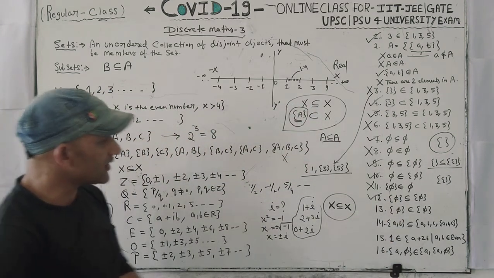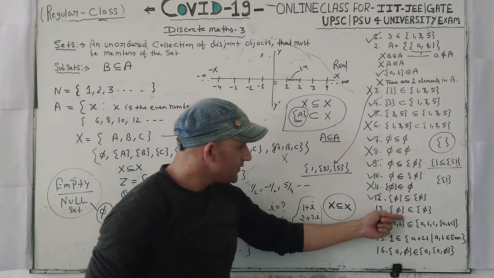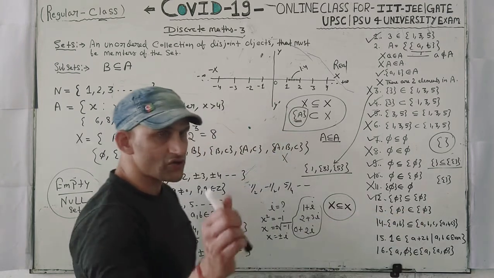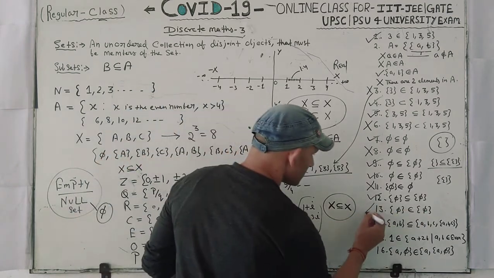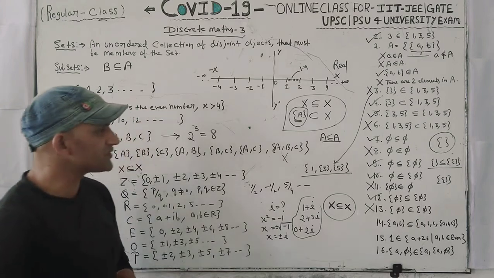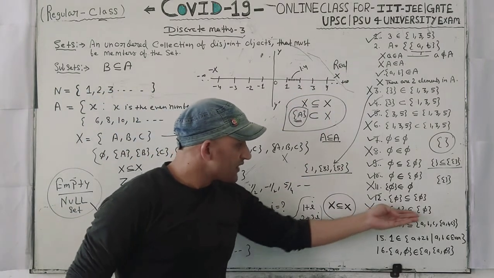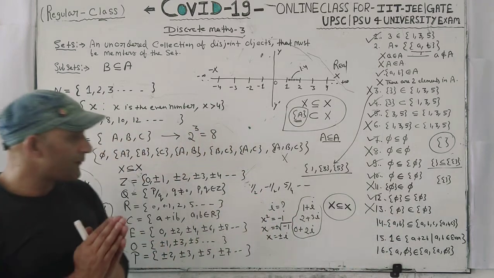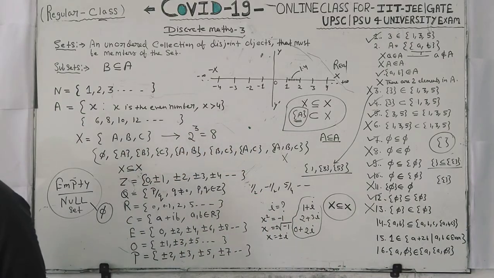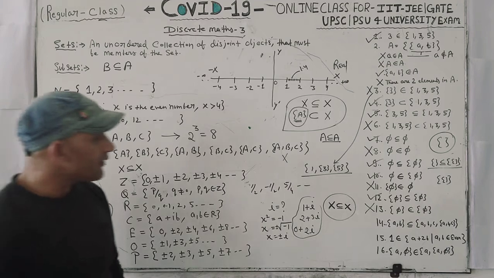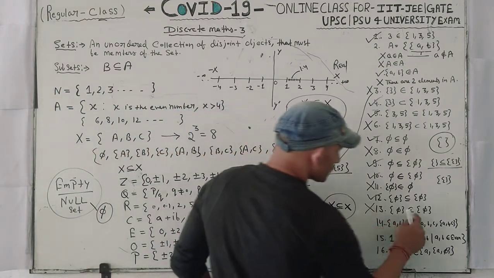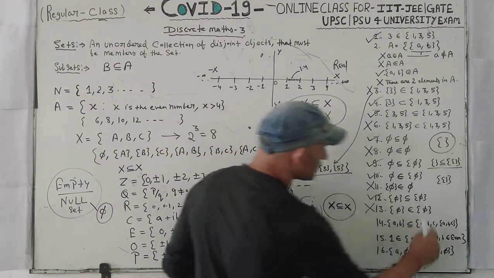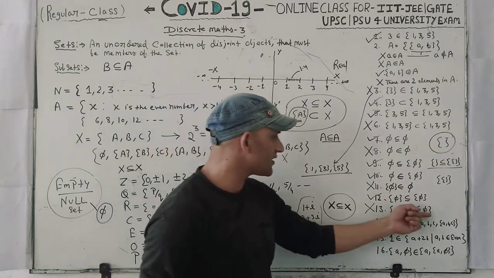Now question number 13. 5 is belonging to this. That is also incorrect. Such simple questions they have asked in your competitive exam. You have to focus. In question number 13, this statement is false. This does not belong to this because there is nothing.